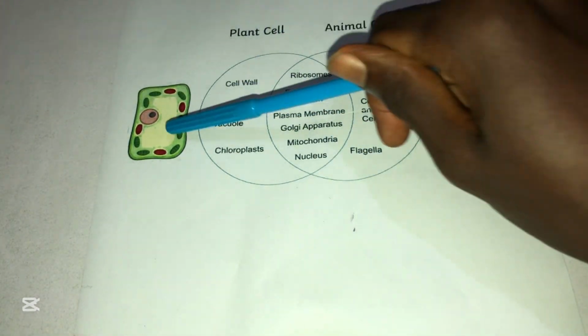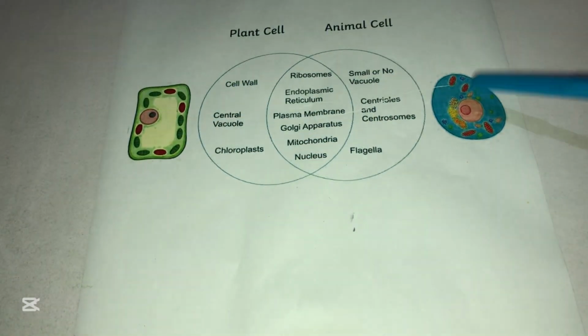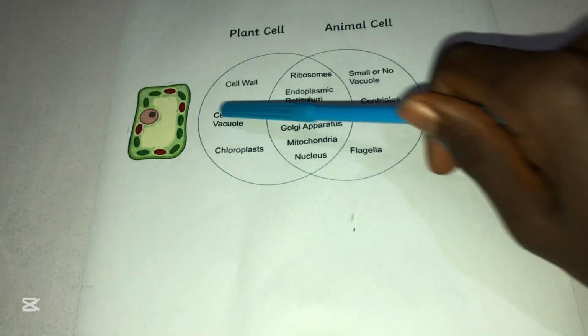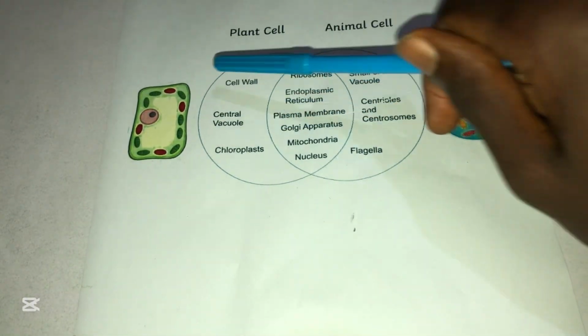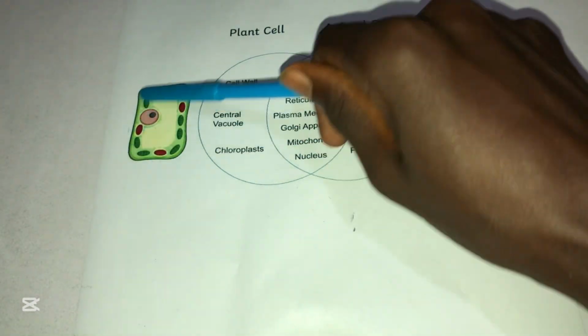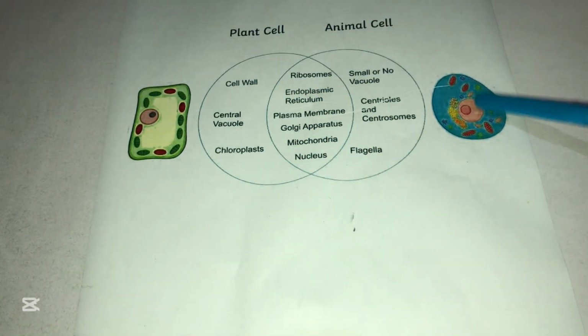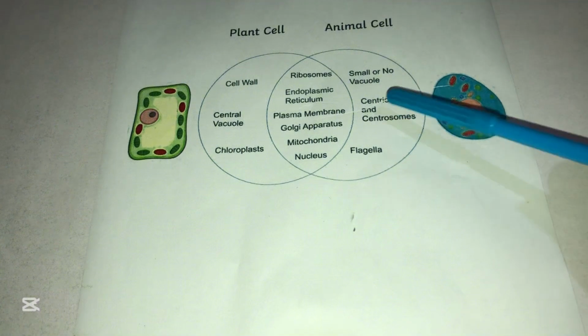And then the plant cell also has a cell wall. The animal cell does not have a cell wall. Apart from the cell membrane, the plant cell also has a rigid cell wall made of cellulose, but the animal cell does not have a cell wall. The animal cell has centrioles and centrosomes.